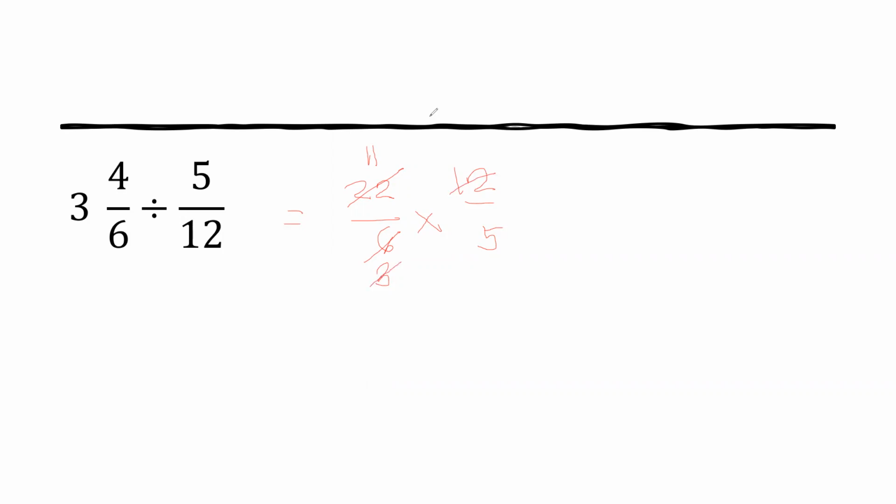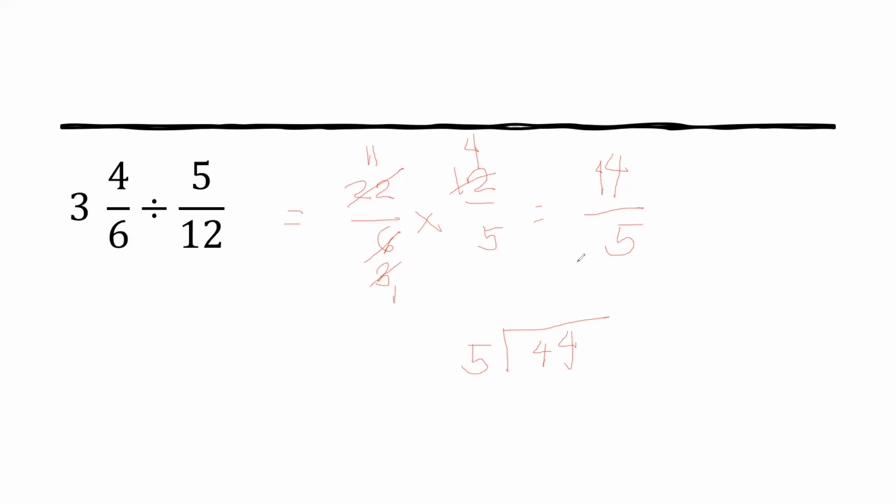So, kapag dinivide natin yung 12 by 3 magiging 4. Then yung 3 magiging 1. Then proceed tayo with multiplication. 11 times 4, 44. Then 1 times 5 is 5. Then divide natin since this is improper fraction. 44 divided by 5.